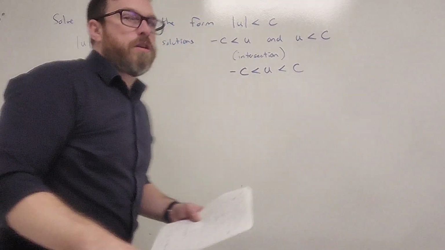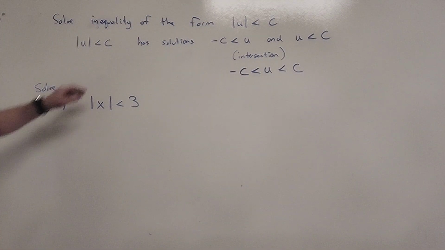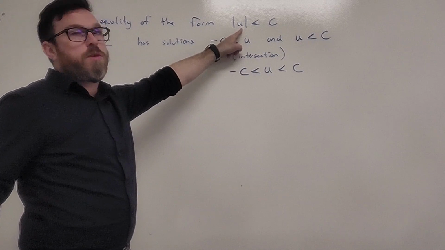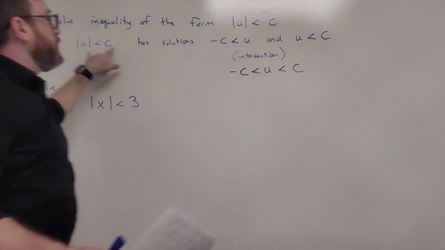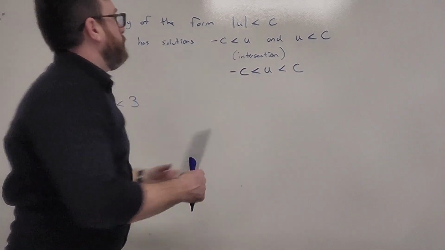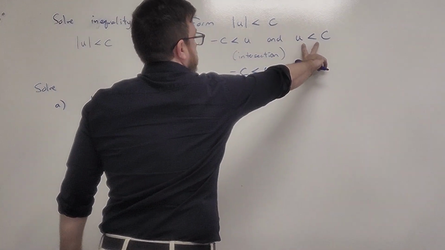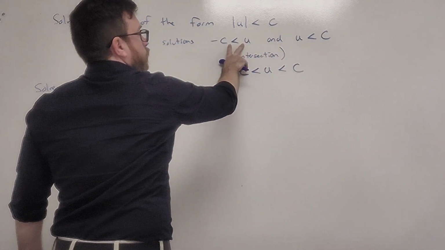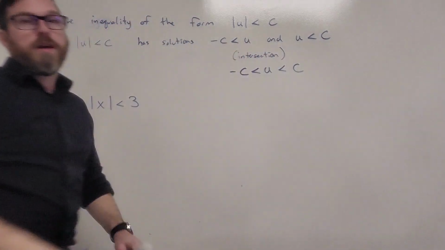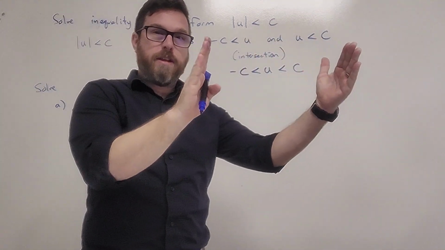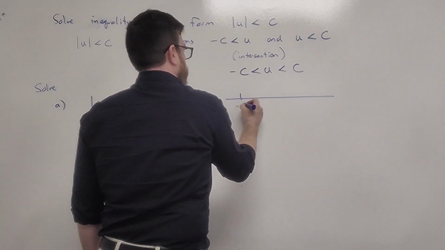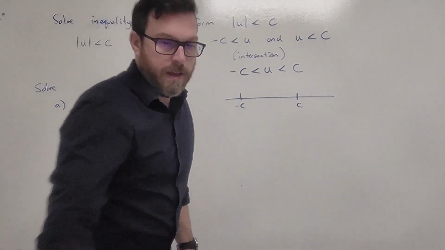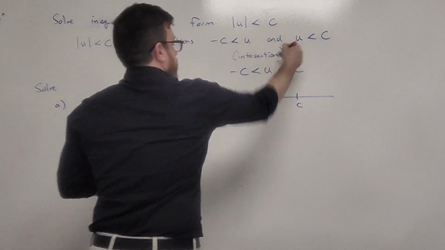All right, so we'll move on to inequalities. If I were to solve absolute value inequalities of the form the absolute value of u is less than c, we have this form. If the absolute value of u is less than c, then u is going to be less than c and u is going to be greater than negative c. So it's really in between your negative c and your c. If you look at your number line, this is negative c and this is positive c, and the solutions are going to be in between these.